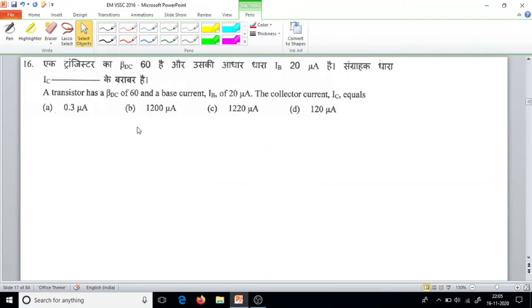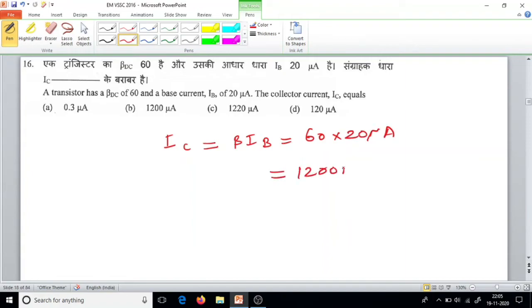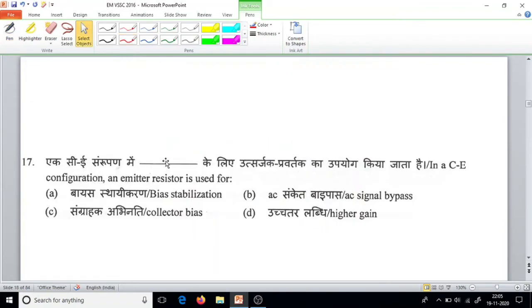Question number 16. A transistor has a beta DC of 60 and a base current IB of 20 microamps. What is the collector current IC in a common emitter configuration? IC equals beta times IB. Here beta equals 60 and IB equals 20 microamps. So if you multiply, we will get 1200 microamps. So the answer is option B.